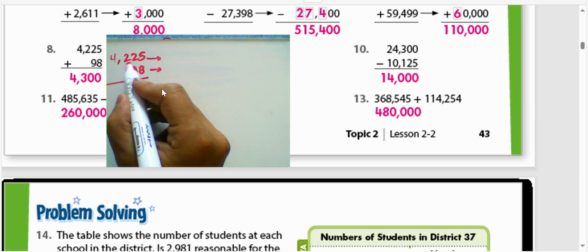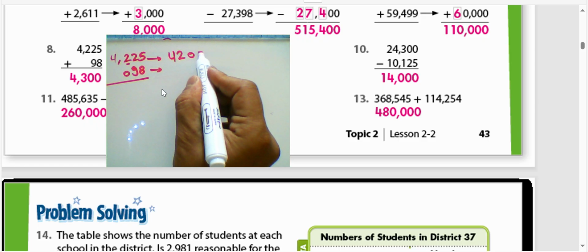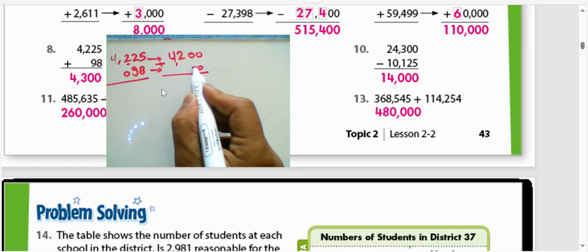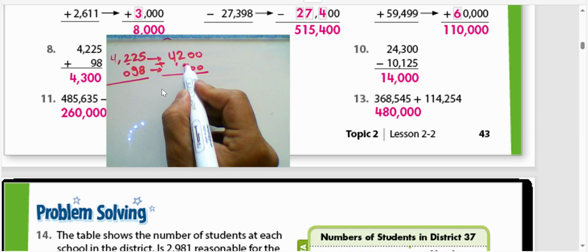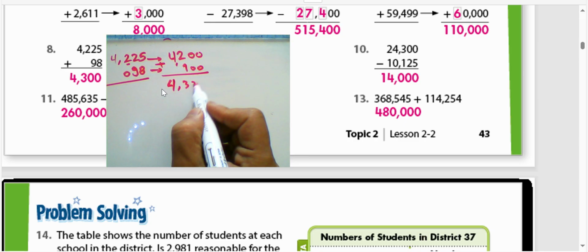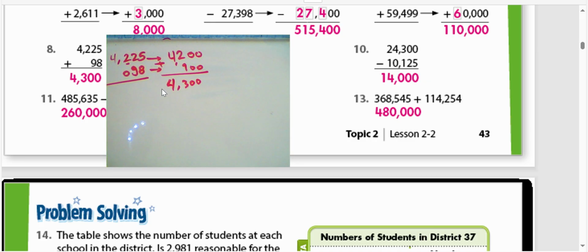To the nearest 100. 2 can give 1 to 2, then we can write 4, 2 and double 0, 4,200. And here we can write double 0, and 9 can give 1 to 0. The result will be 100. 4,200 plus 100 will be 4,300. Understood? These are the steps to find the result. You must write the steps.